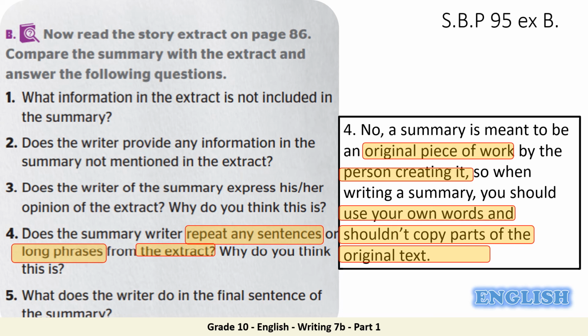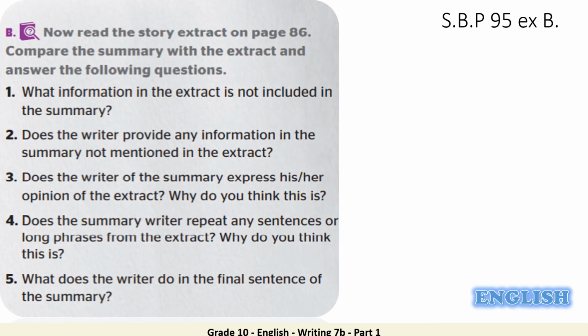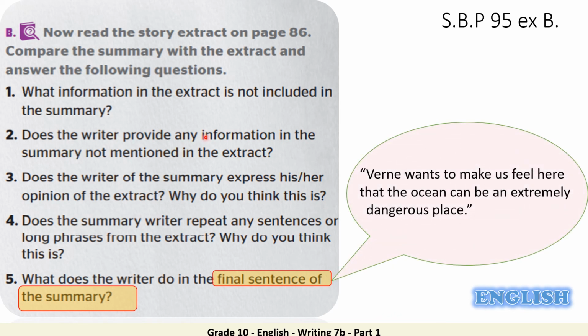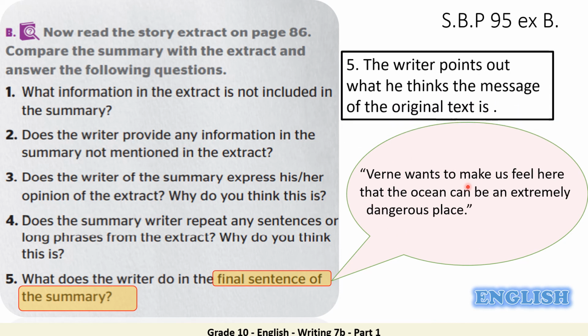from the extract. And finally, what does the writer do in the final sentence of the summary? Let's go to the final sentence of the summary, read it, and try to find out. Verne wants to make us feel here that the ocean can be an extremely dangerous place. So what does this sentence refer to? That's correct. The writer here points out what he thinks the message of the original text is.